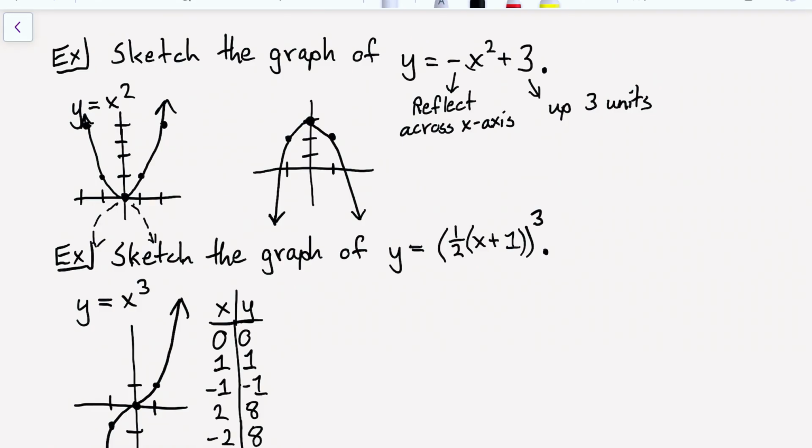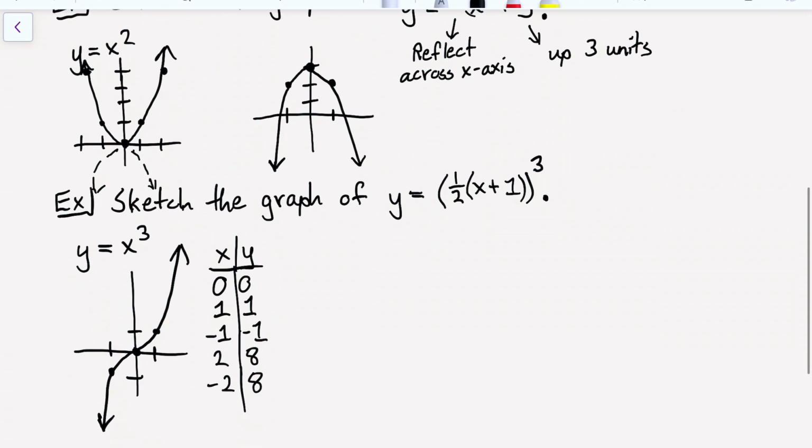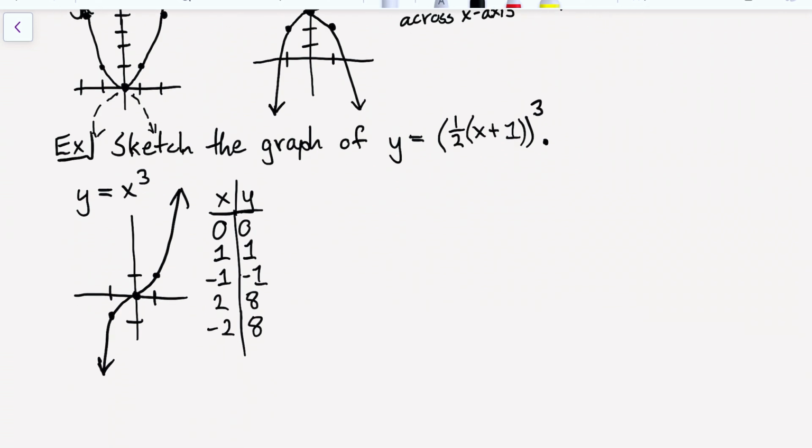So there we followed order of operations. I did the reflection first, and then I moved up 3 units. Finally, let's look at an example that involves a couple of horizontal transformations.